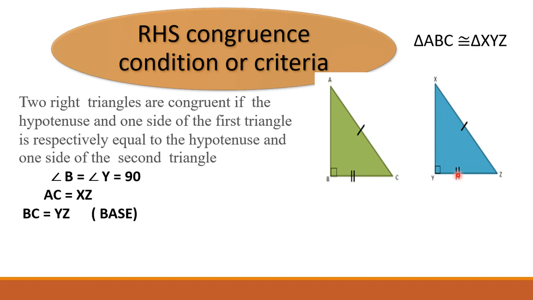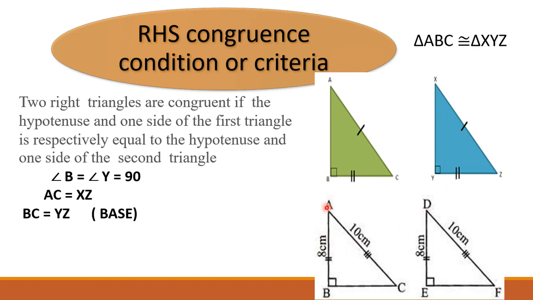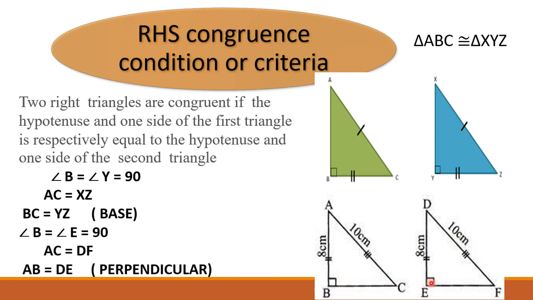Similarly, if we have another figure like this, here AB and DE are equal to 8 centimeters, hypotenuses AC and DF are equal to 10 centimeters, and angle B is equal to angle E, which is 90 degrees. So we have angle B equal to angle E, 90 degrees, and AC equal to DF. Both the hypotenuses are equal in measure, and side AB and side DE are equal in measure. So we can write the triangles are congruent, where AB and DE are the perpendiculars.